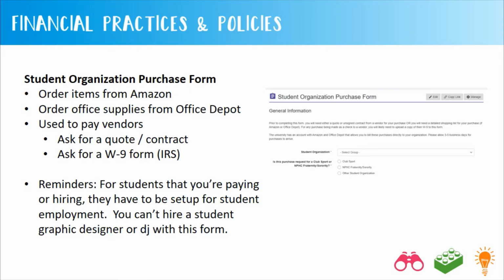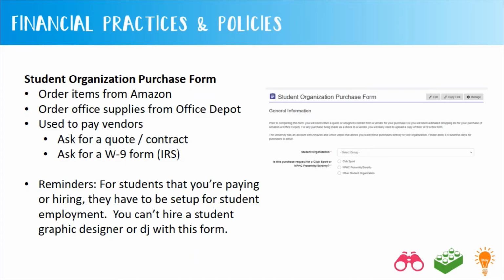You'll also need a W-9 form, which is an IRS form you can find on the internet or on our website. And just a reminder for students that you're paying or hiring, they have to actually be set up for student employment. So reach out to student involvement first. You can't hire a student graphic designer or a DJ with this form.